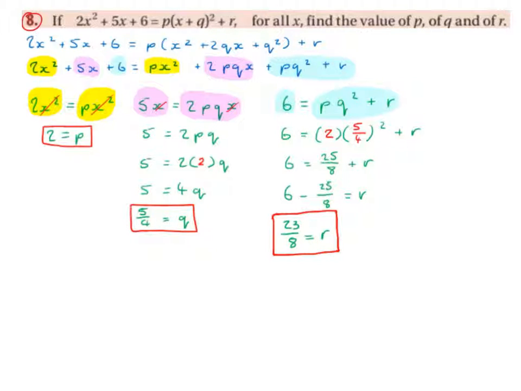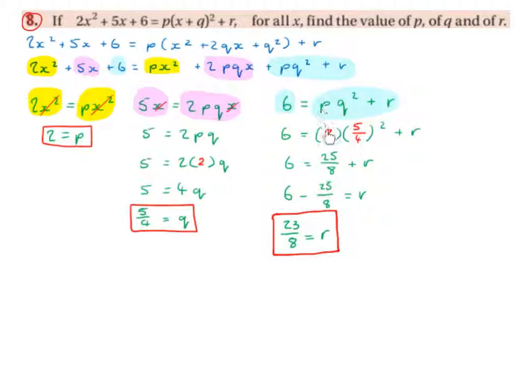And then we're going to put the constants together. So on the left hand side of the equals, the 6 is the only term with no x or x squared stuck onto it. And on the right hand side of the equals, the pq squared and the r have no x or x squared terms stuck onto them. So we let 6 equal pq squared plus r.